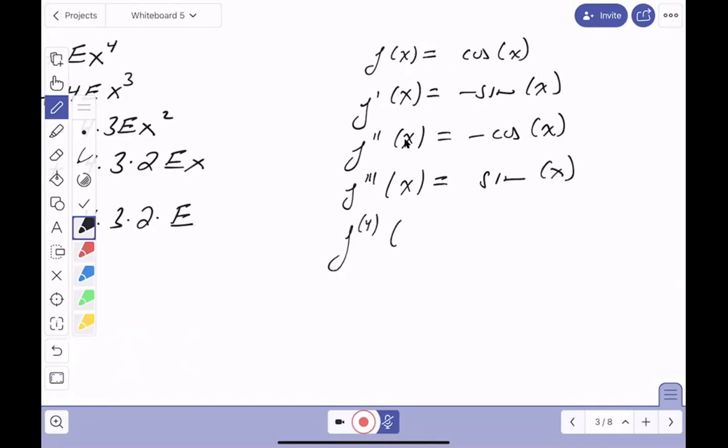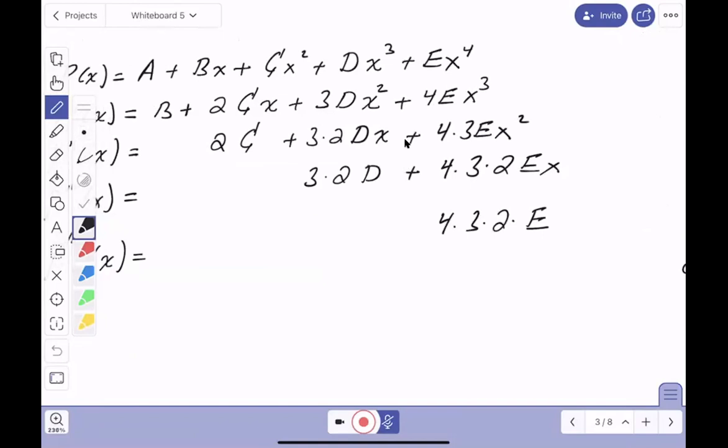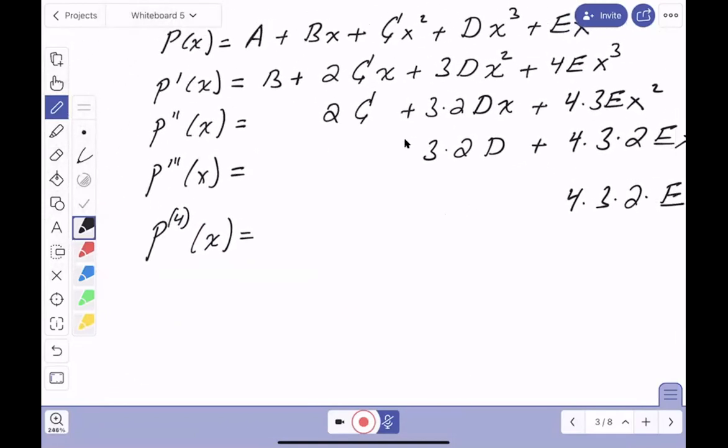F4, what's that going to be? Cosine of x. All right, it's tough. I'm not going to say it's going to be easy for you, but I got to write this stuff down. What's P of 0? That's just A, right? What's P prime of 0? Wow, that's easy, just B, right?